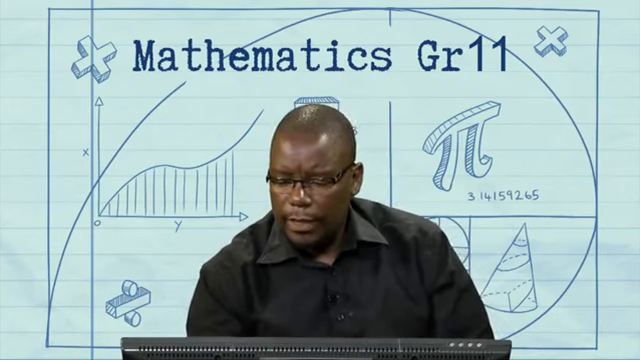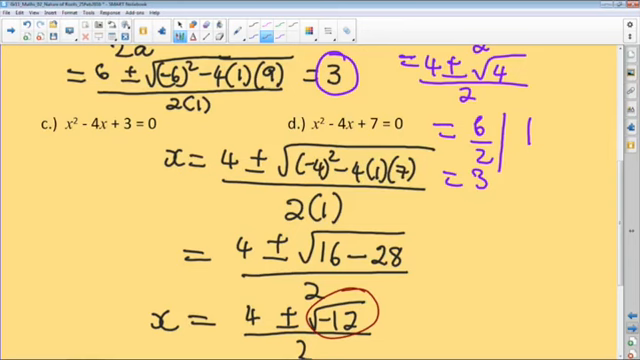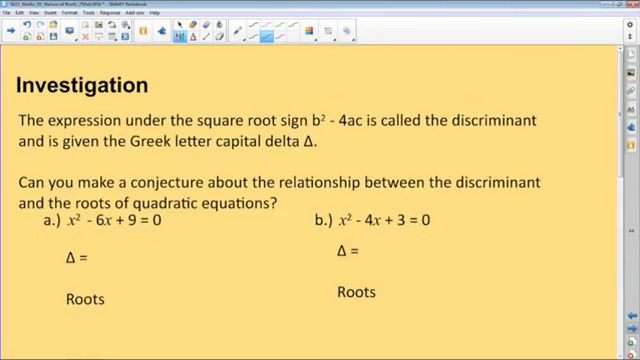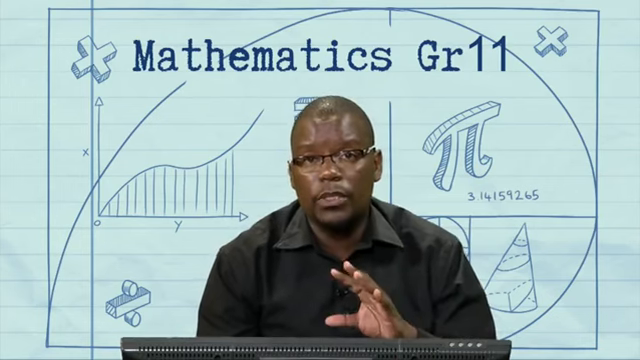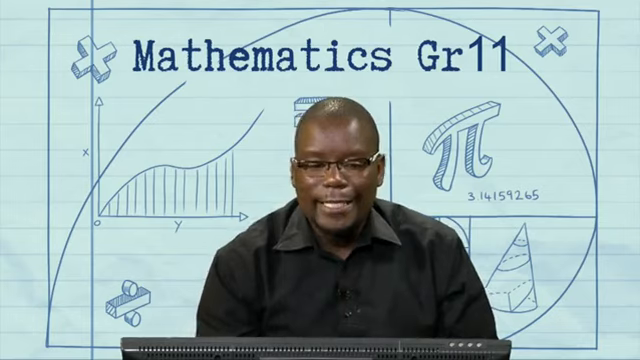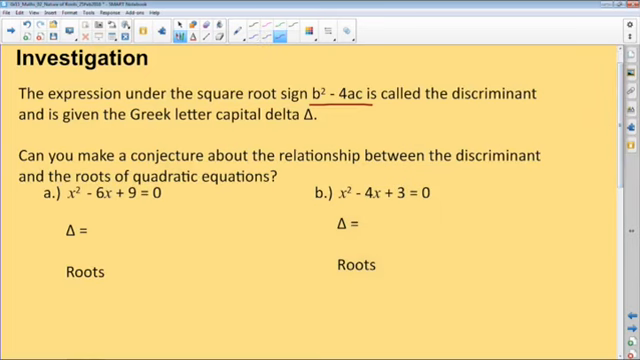Right. Now we proceed, guys. Now your investigation is to look at the expression under the square root, which is b squared minus 4ac. Remember, when we're writing the quadratic formula, it's x equals minus b plus or minus the square root of b squared minus 4ac all over 2a. This is called the discriminant, and is given the Greek capital letter delta. Now, can you make a conjecture about the relationship between the discriminant and the roots of a quadratic equation?